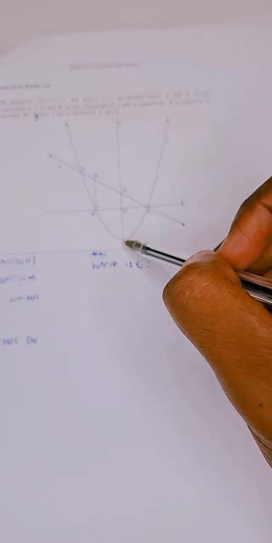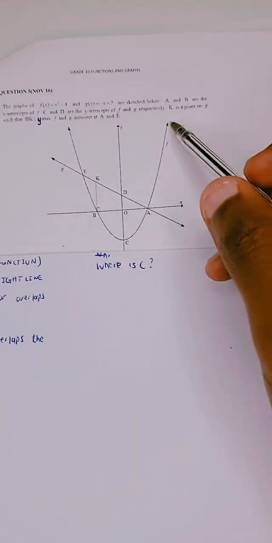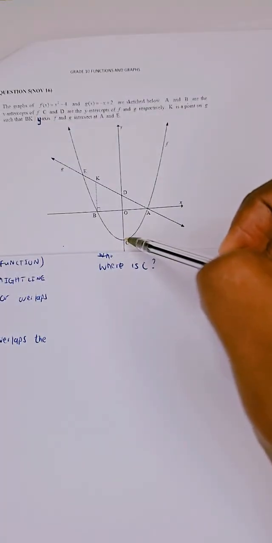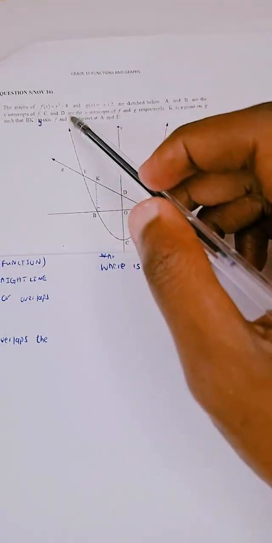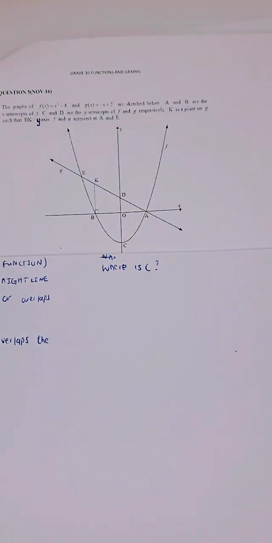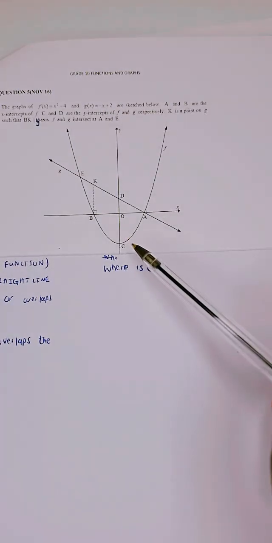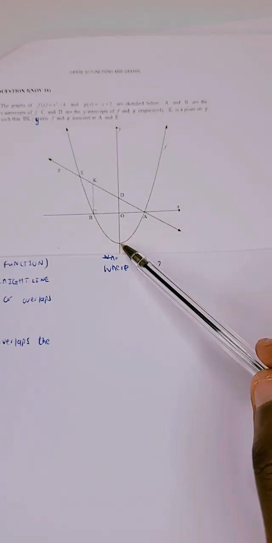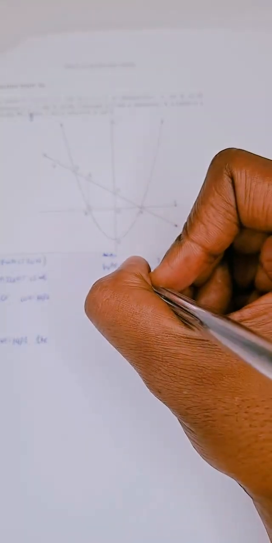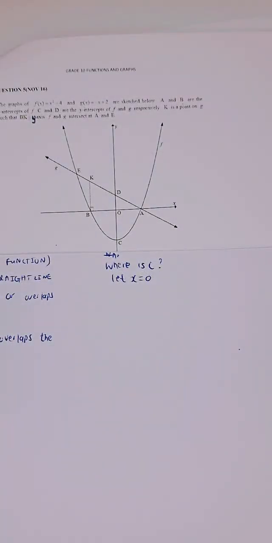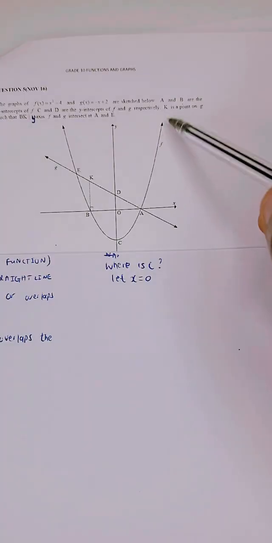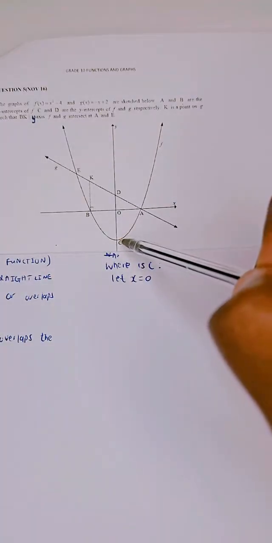C is on the y-axis, but the function f of x also passes through C. Remember, at C, we were told that C and D are the what? They are the y-intercepts of f and g. So where is C? There is C. Okay, it's located on the y-axis. So there, we let our x value be equal to 0. Okay, so what other function passes through C?